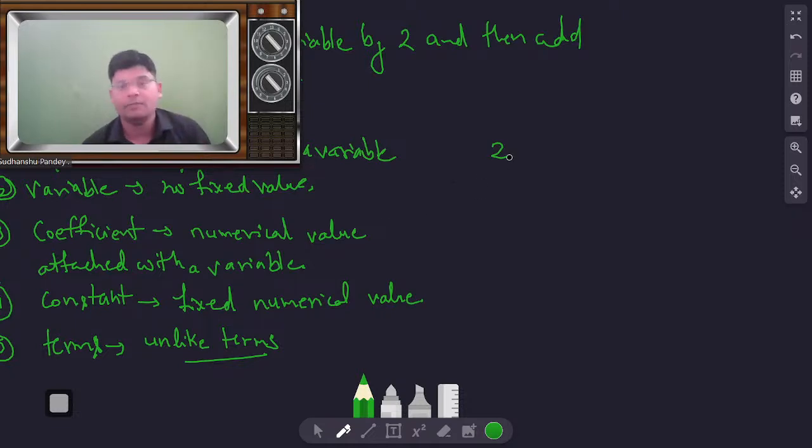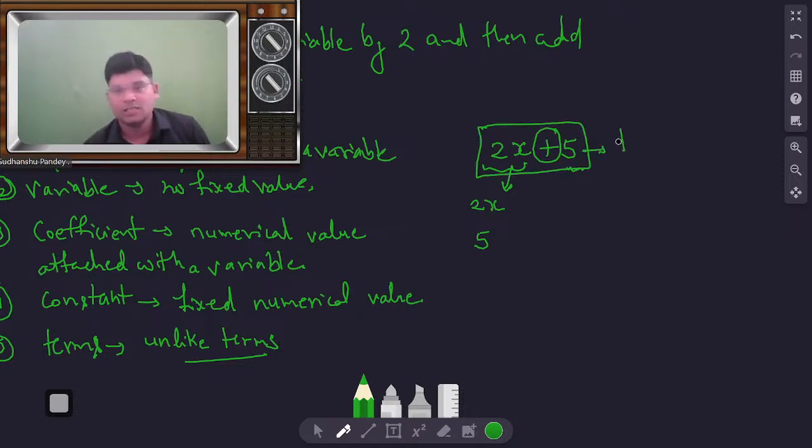Suppose I am writing 2x plus 5. Okay. So can you see that there is a plus sign which is differentiating, basically there are two kinds of number. So one is 2x, another one is 5. So we can say that this expression has got how many terms? 2 terms.